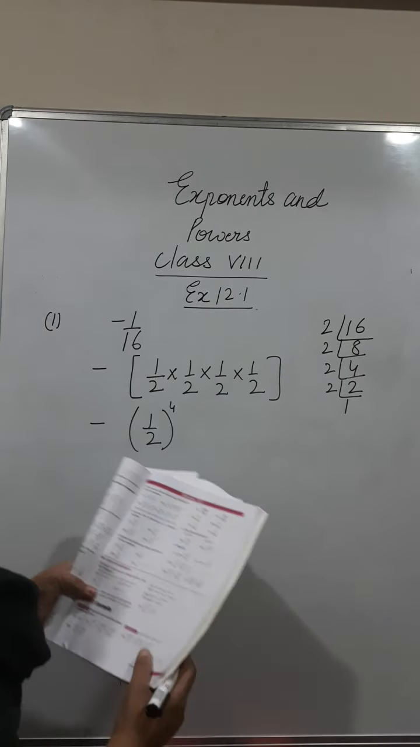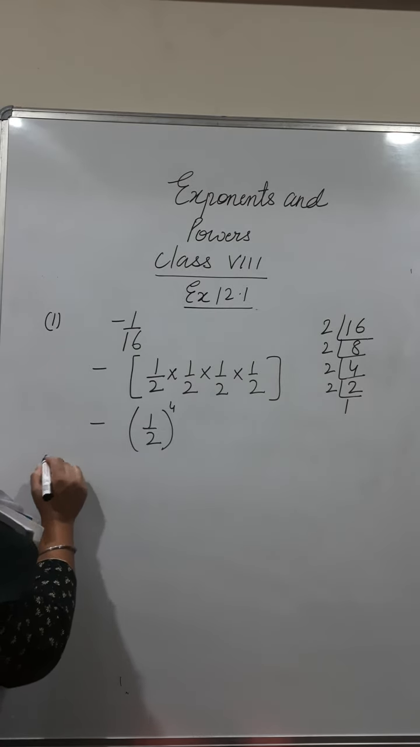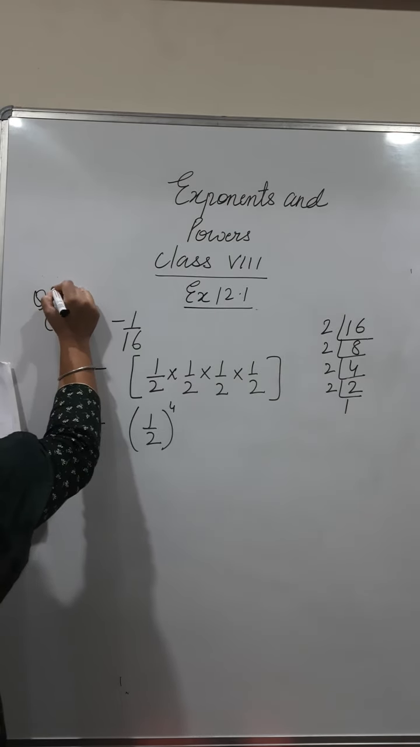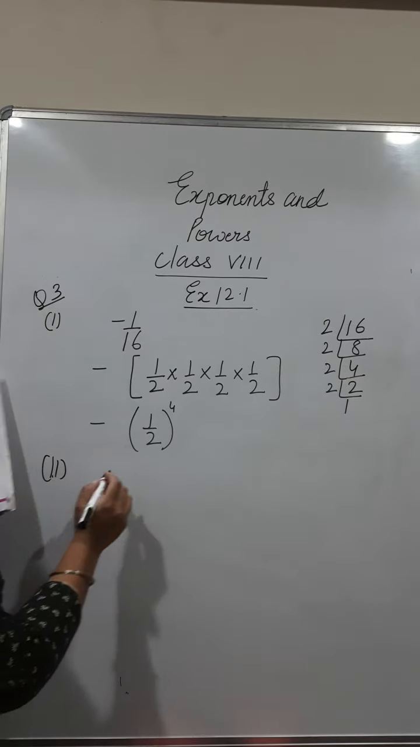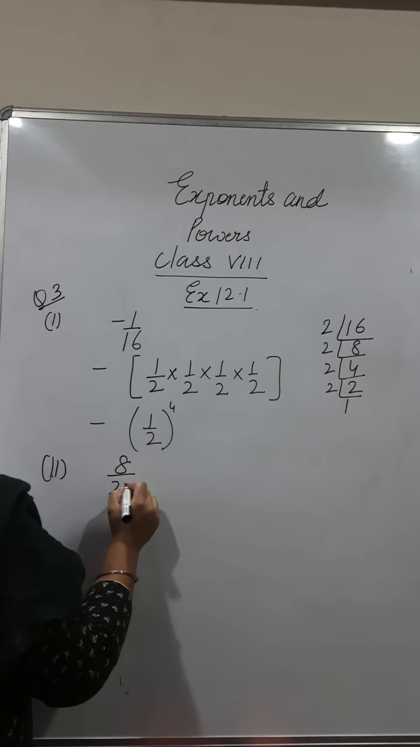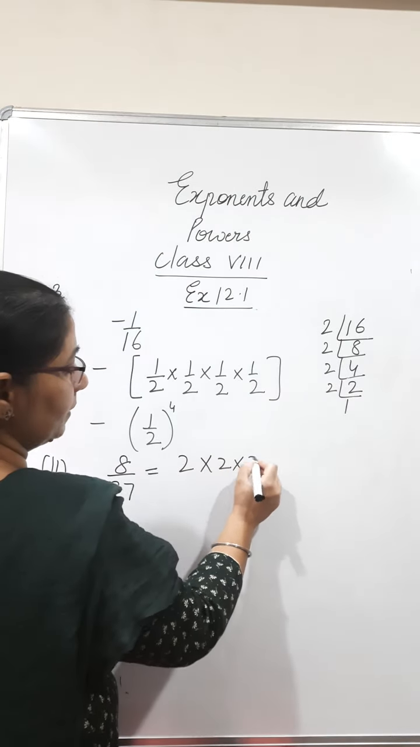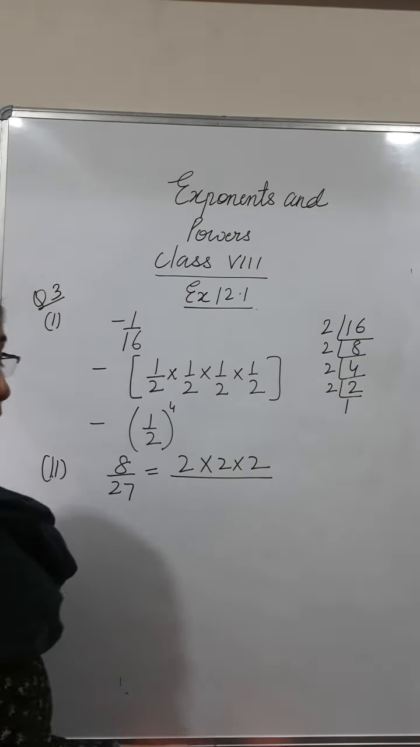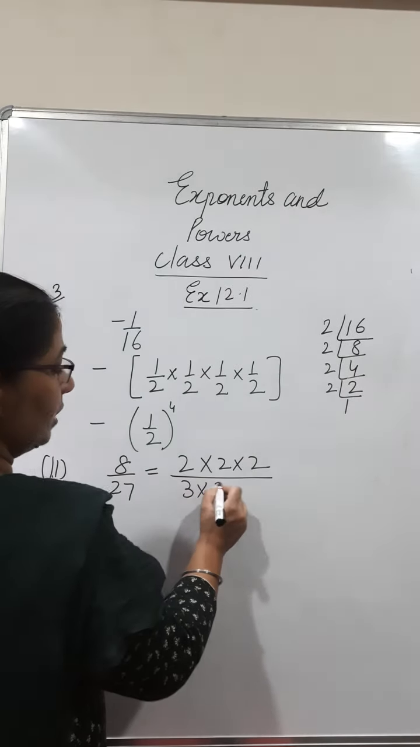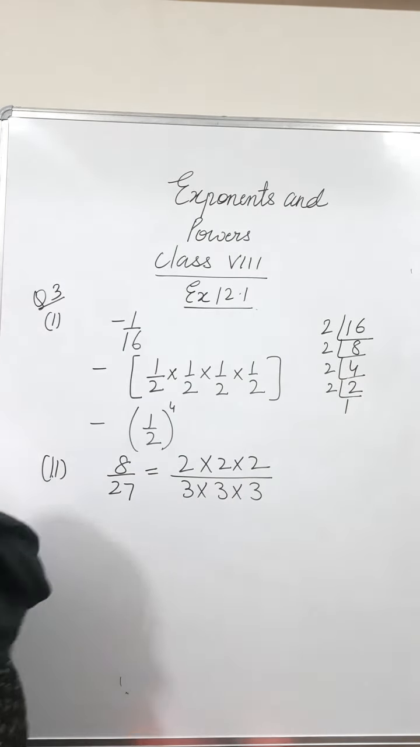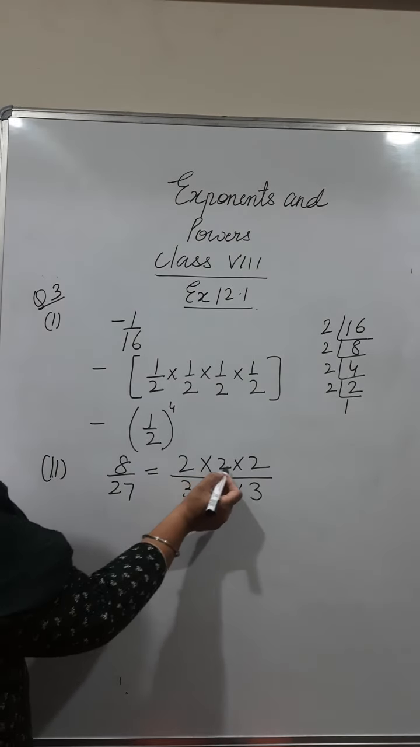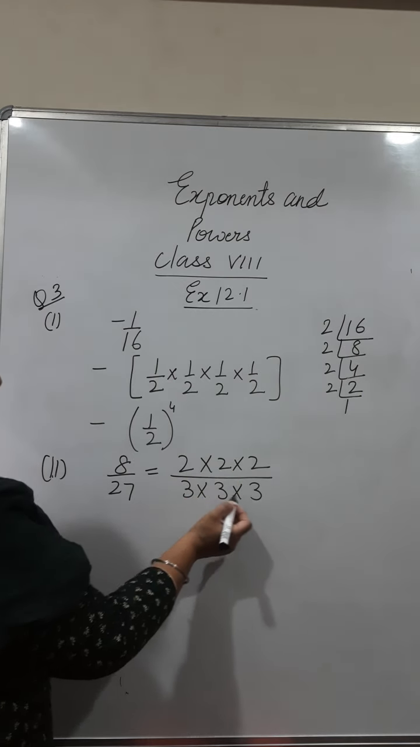Similarly, beta, I take, for example, the second part of this question. I'm discussing question number 3, beta. The second part of this question is 8 by 27. Now, how can you write 8? You can write 8 as 2 multiplied by 2 multiplied by 2. And 27 can be written as 3 multiplied by 3 multiplied by 3. So, as you can see, you are getting 3 times 2 and you are getting 3 times 3.